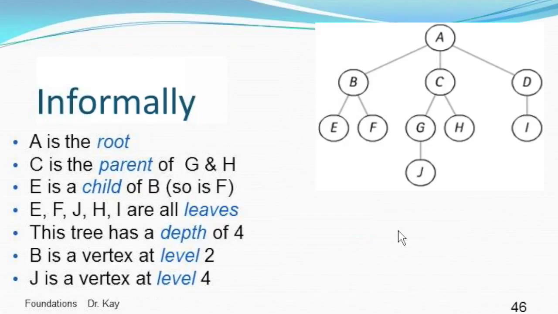We talk about the depth of a tree, and this tree has a depth of 4. So that means it's effectively the longest path plus 1. So 1, 2, 3 is the longest path from A to J, right? If you just go through a path without repeating anything, and we say it has a depth of 4 because there's effectively 4 vertices in that path. We talk about different levels in this graph. So B is a vertex at level 2, J is a vertex at level 4.